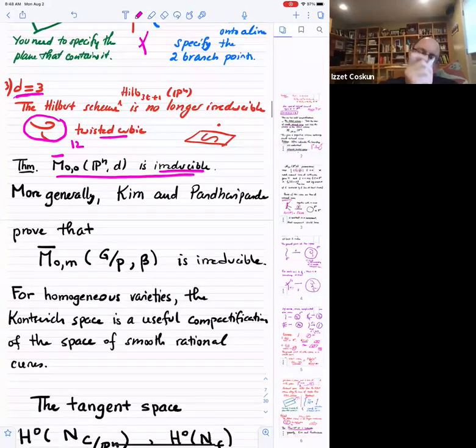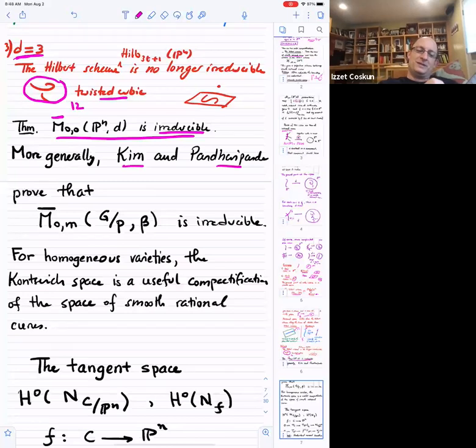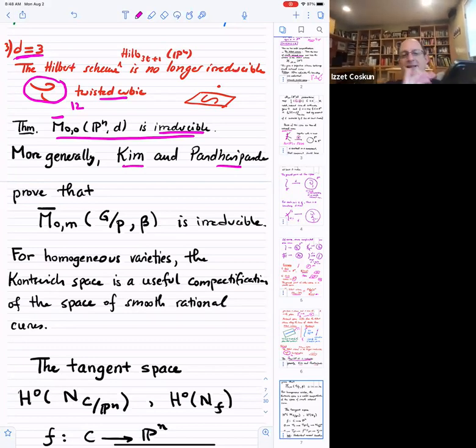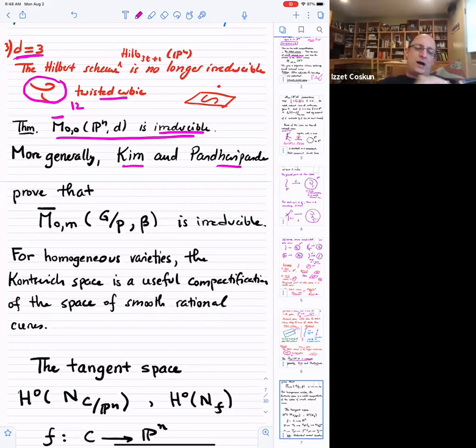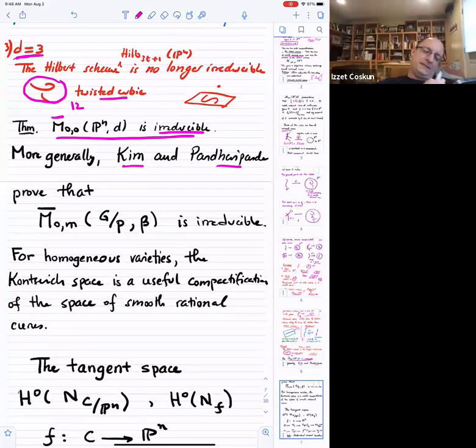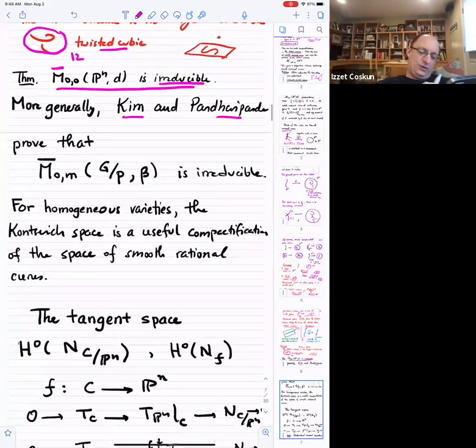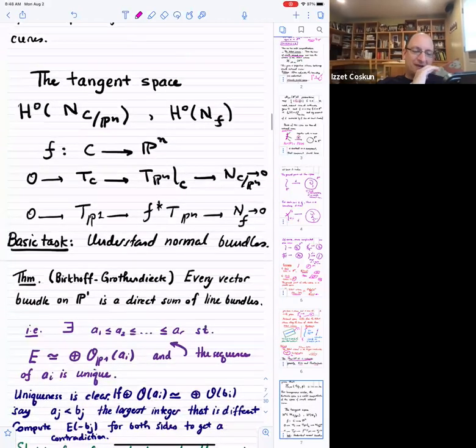And as I pointed out, Kim and Pandharipande proved that this is irreducible when the target is a homogeneous variety. Okay? All right, so this is a little introduction to what kinds of compactifications we are going to talk about. When we need to talk about it, I'll say more. But this is to give you an idea.